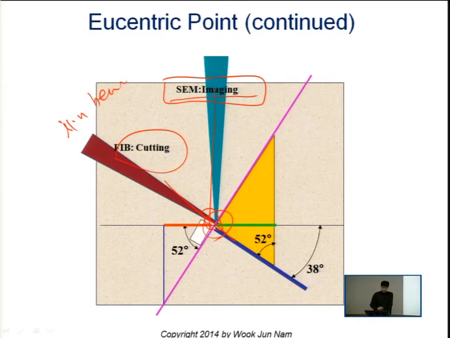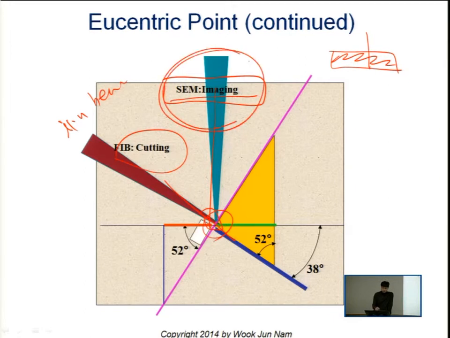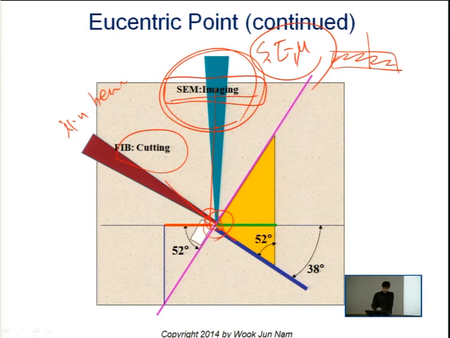If this eucentric point is not matched, and you are seeing some area you want to cut, even though you are seeing the right position using the electron beam, using the SEM mode, scanning electron microscope mode, the slicing, the ion sputtering area, is a totally different area. So that is why this point should be aligned before we start any kind of work.